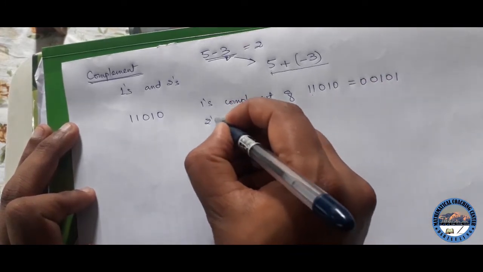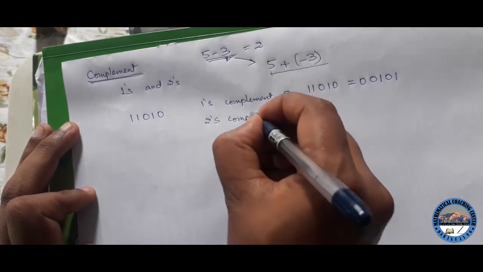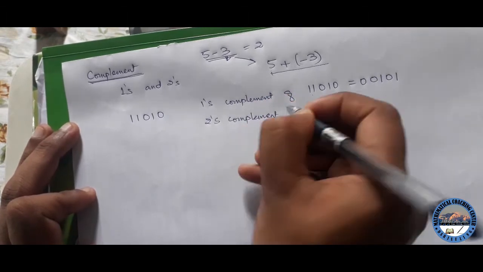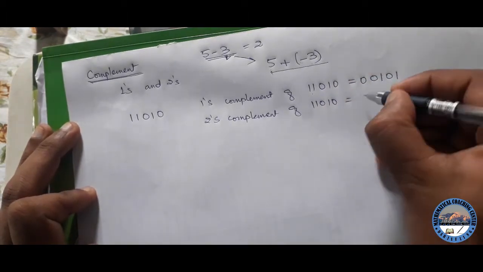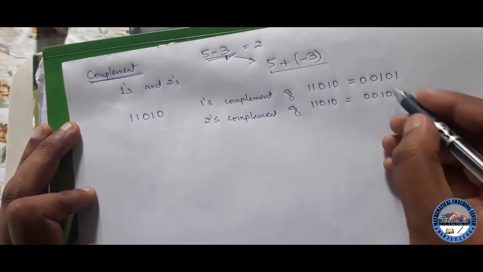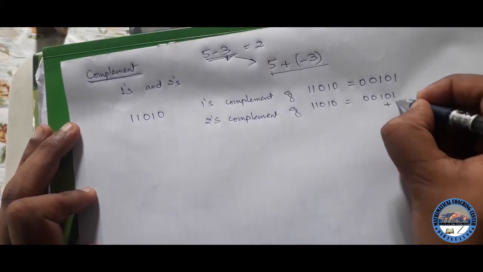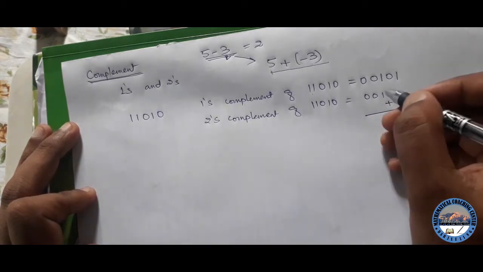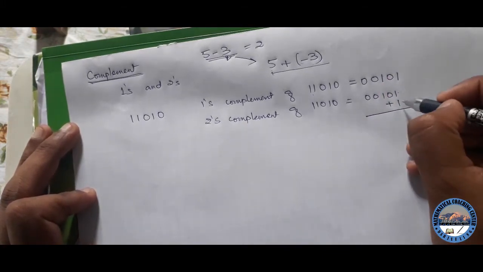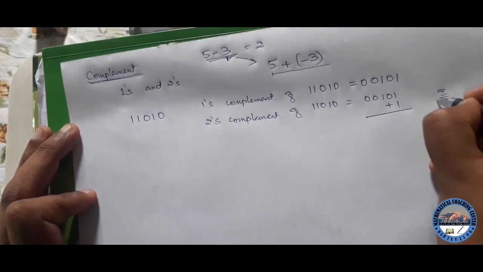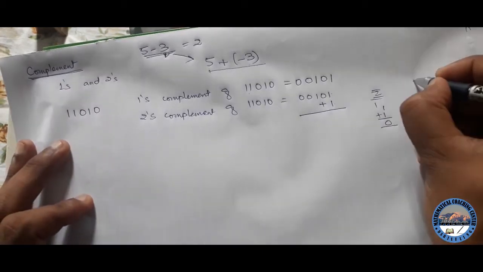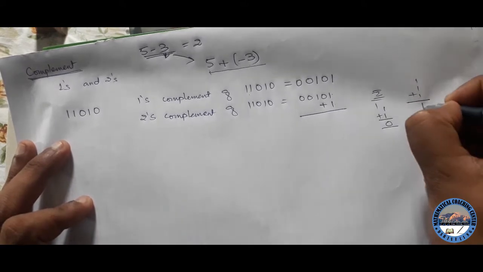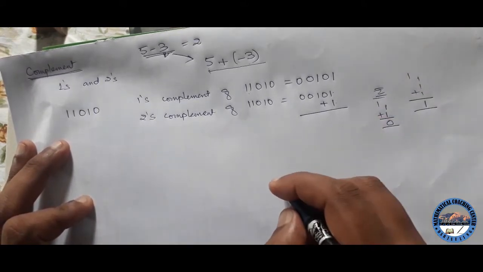Now twos complement, how to find the twos complement? Twos complement of the same number will be the ones complement plus 1. Now we are going to perform binary addition, not normal addition. 1 plus 1 will become 2 normally, but in case of binary, if we add 1 and 1, it will become 0, but it will give a carry of 1. If there are 3 ones, we will get 1, but it will give a carry 1 also.